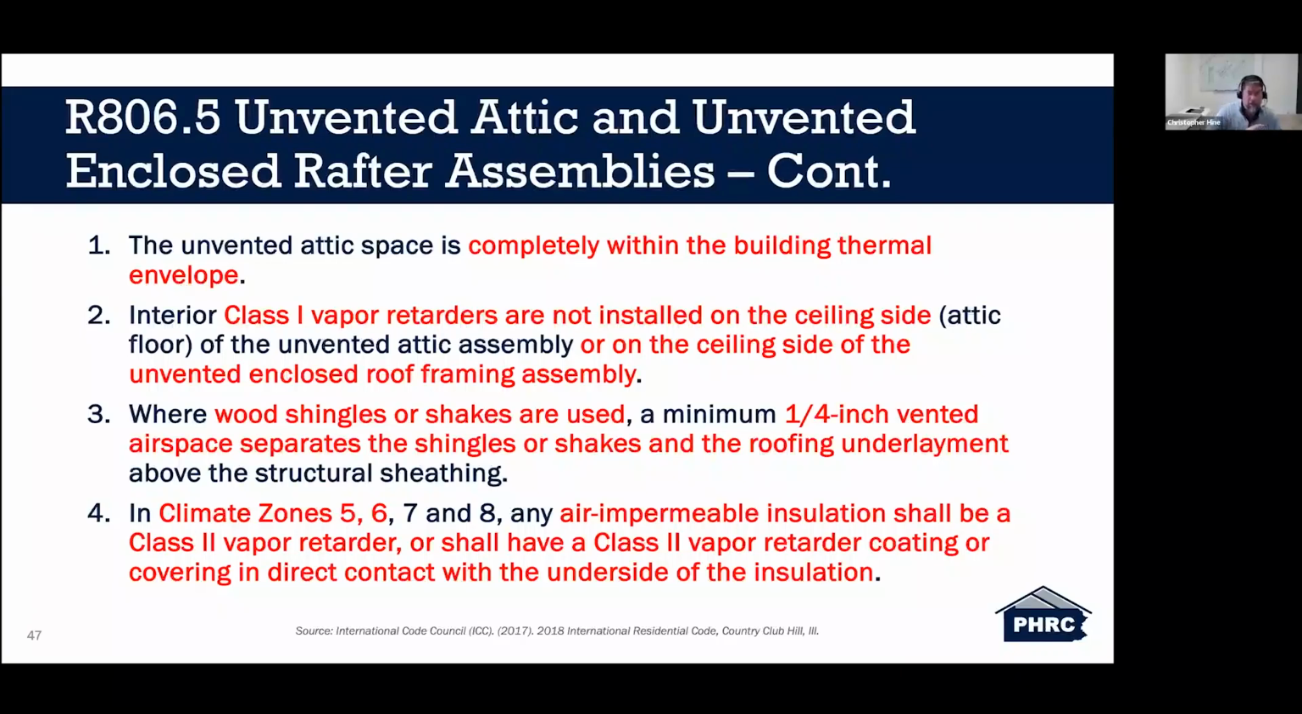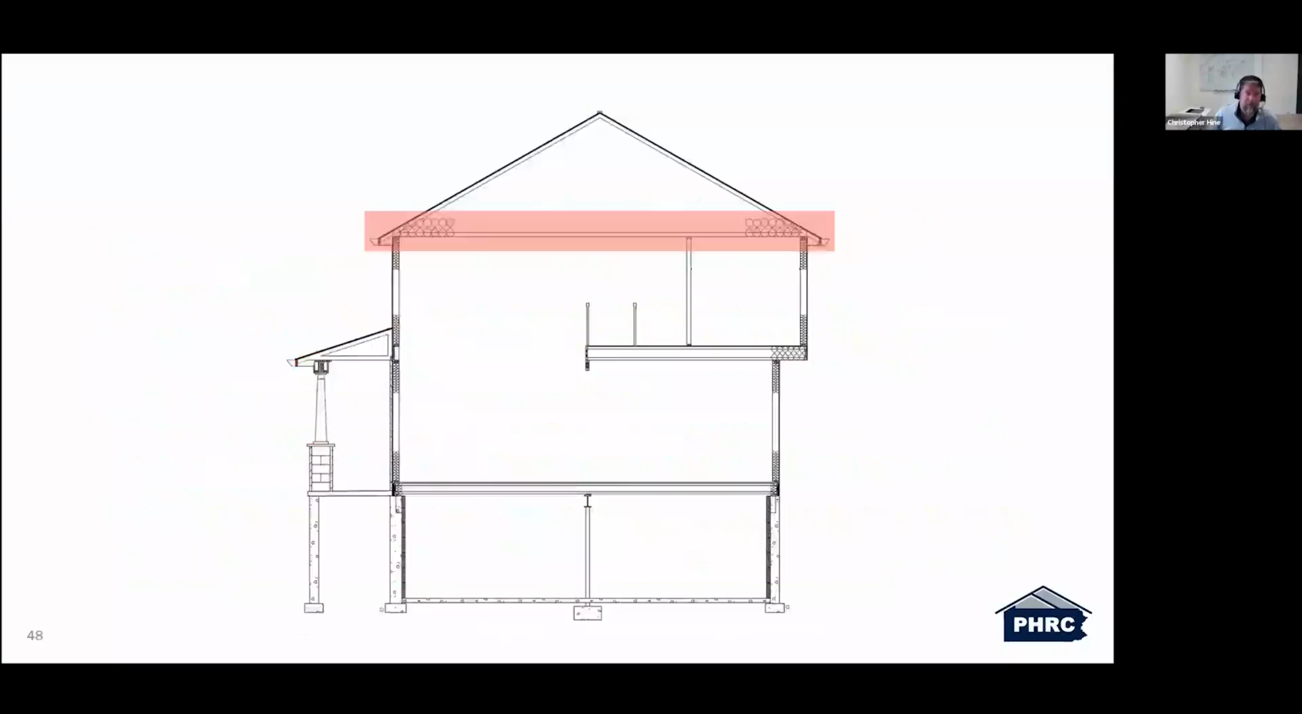Initially, we're going to look at 1 through 4. When we get to 5, it breaks out into multiple subpoints. But really, number 1 here is, again, we're allowed to have an unvented attic and an unvented enclosed rafter assembly, provided that the unvented attic space is completely within the building thermal envelope.